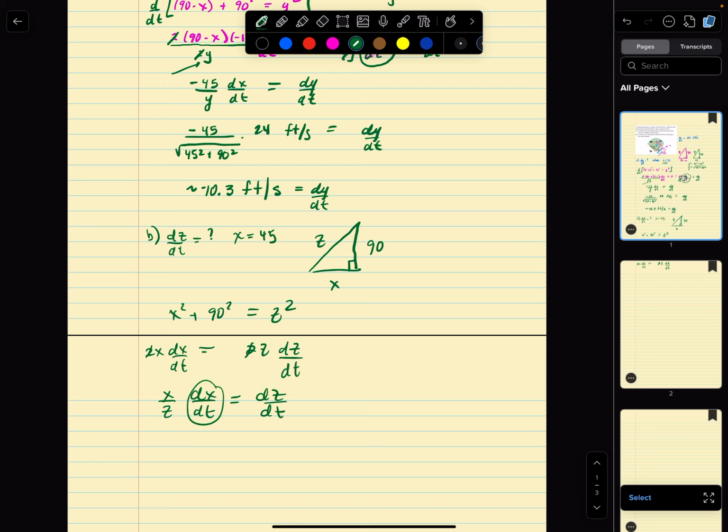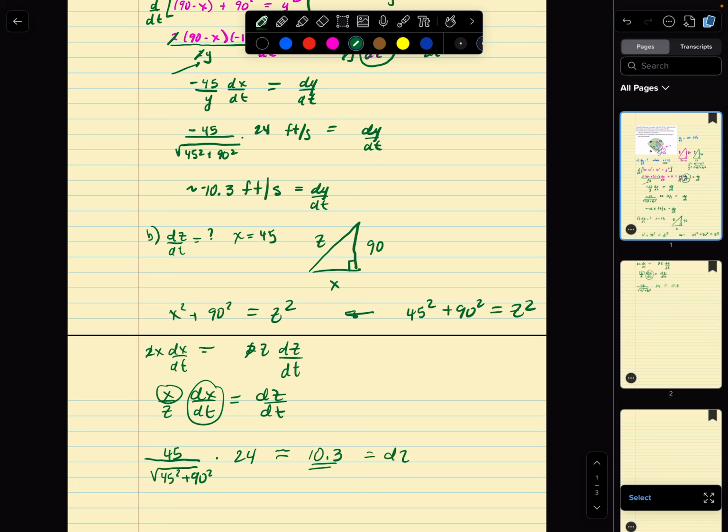Again, we know what dx/dt is and we know what x is. We have to use our triangle to figure out what z is for our moment in time. So again, we have 45 squared plus 90 squared is equal to z squared. So we have 45 over the square root of 45 squared plus 90 squared times 24. And that's also 10.3, but this time positive. And that is our dz/dt, approximately. So y is decreasing at a rate of 10.3 feet per second, and z is increasing at the same rate. Cool.